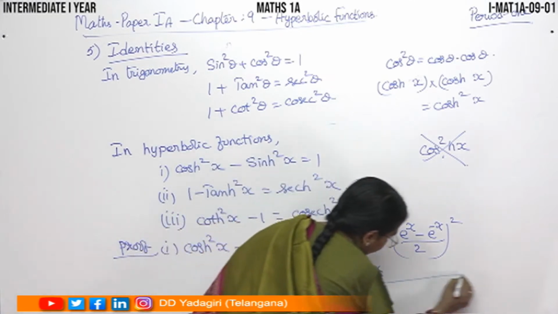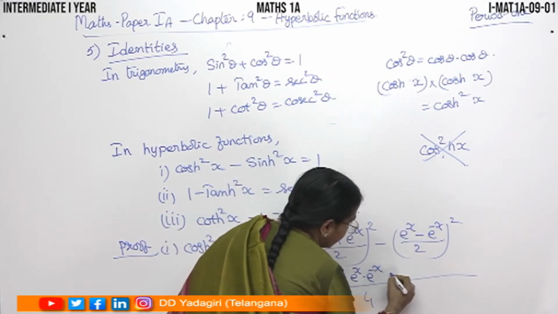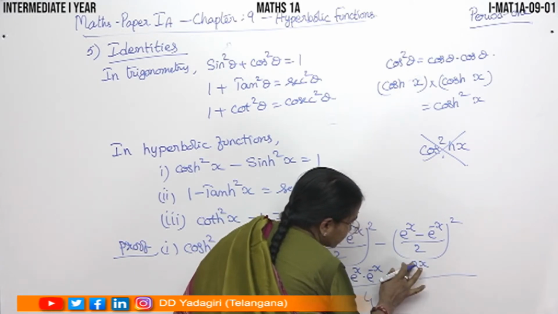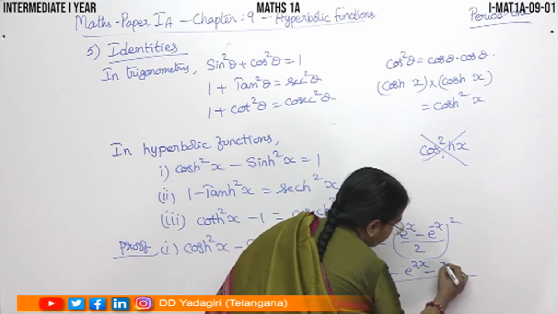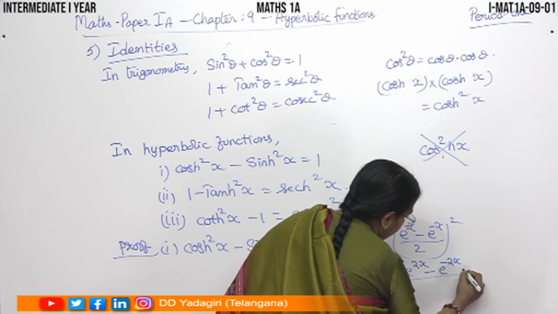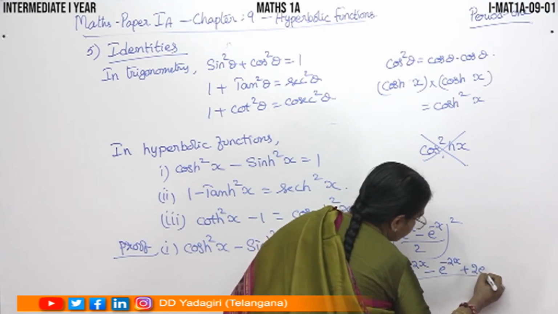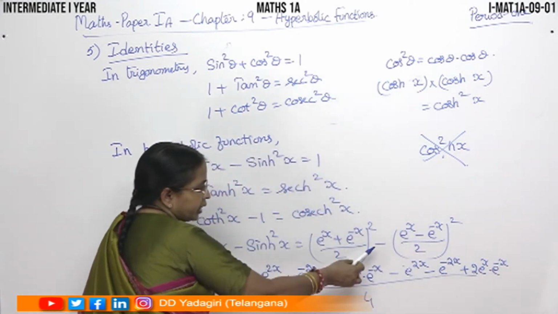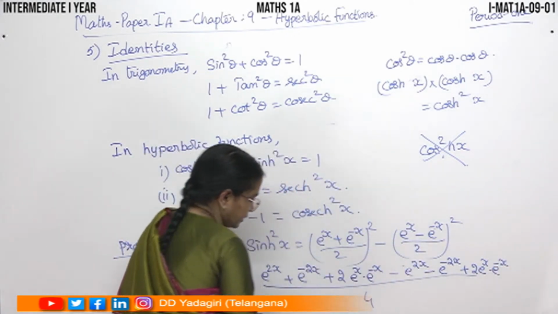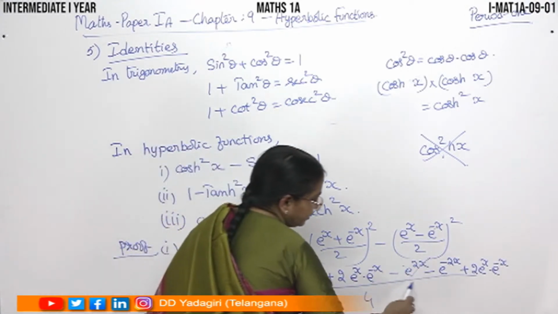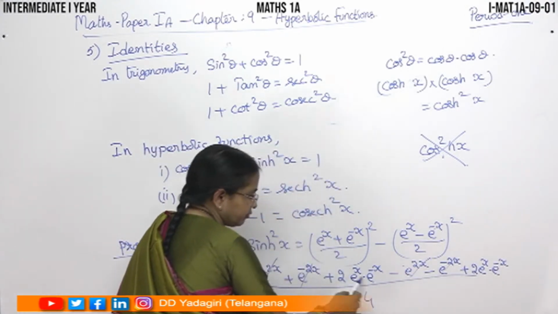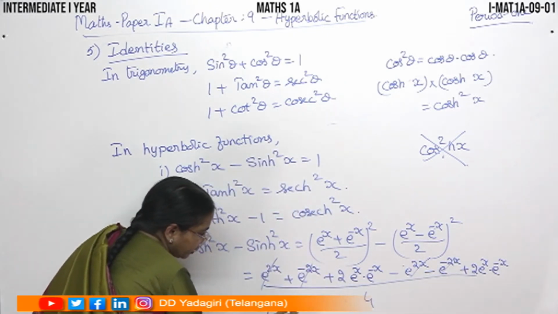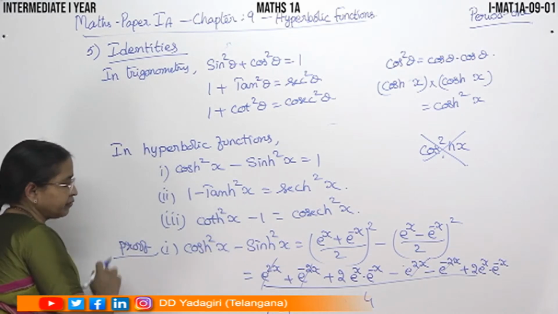The LCM is 4. If you take LCM as 4, it will be like this. Again, minus e power 2x minus e power minus 2x, again minus of minus plus 2 e power x into e power minus x. So if you take minus, you square it, you will get like this. So these two will get cancelled. And this is also 1. So 2 plus 2 is 4. So 4 by 4 is equal to 1. So like this we prove the first one.